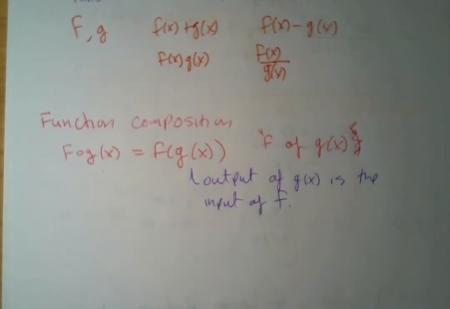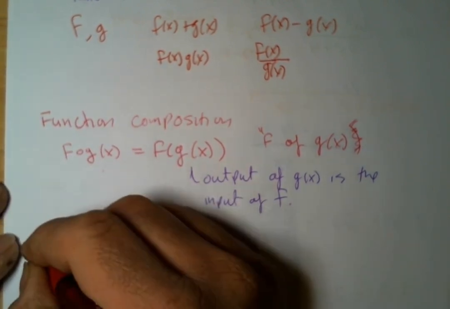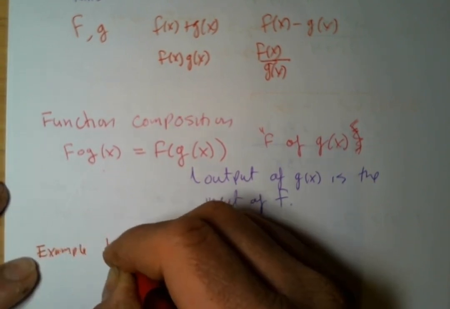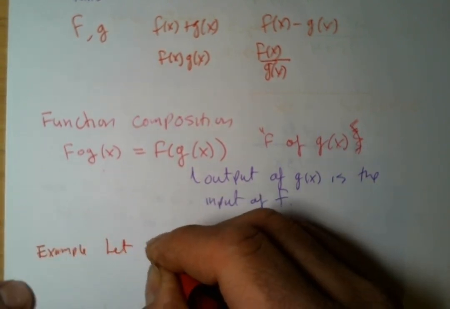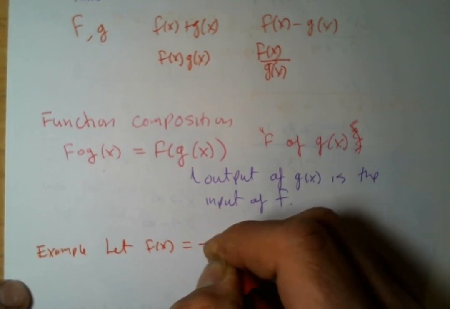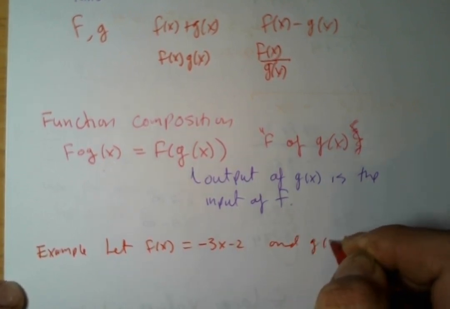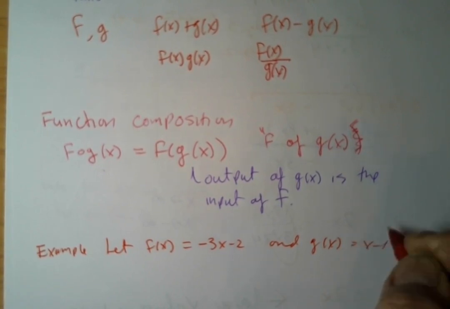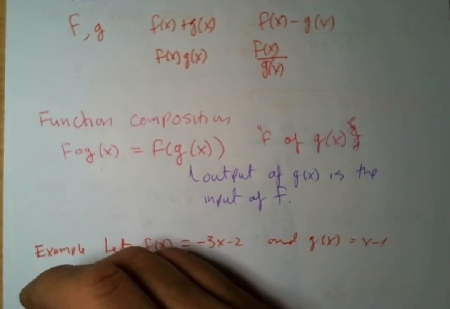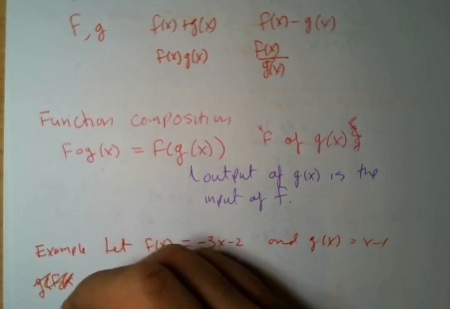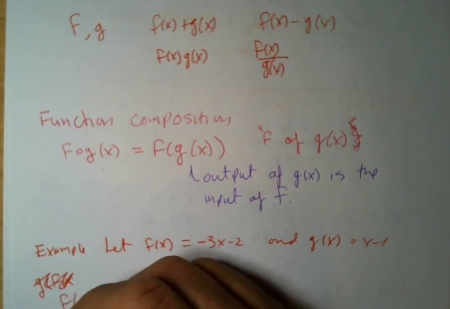All right, so let's work through an example to see how this works. For this example, let f of x equal negative 3x minus 2 and g of x equal x minus 1. So let's do f of g of x.